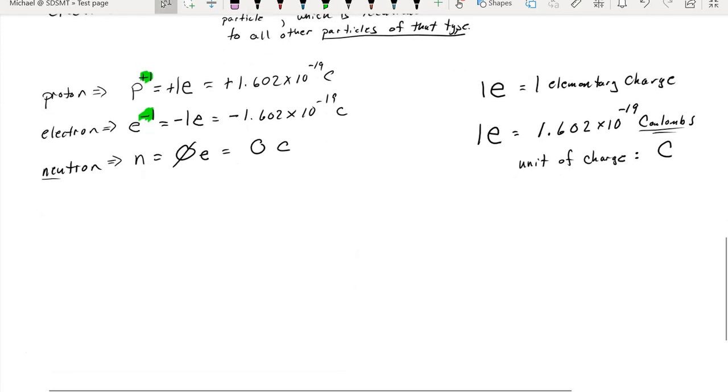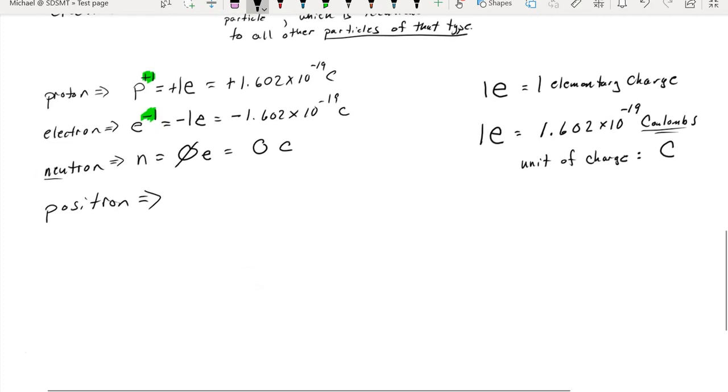Now there are other particles out there. One good example for this kind of discussion might be a positron. Oh, I spelled that wrong. Trying to talk and write at the same time. My brain can't do that. There we go. Positron.